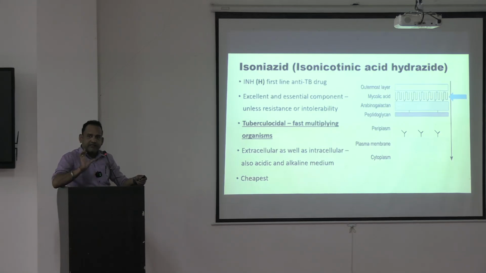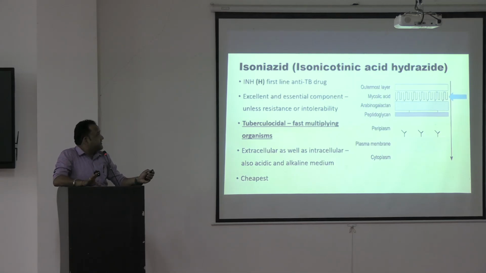This mycolic acid is specific to the tubercular organism. That's why it is actually acid fast, just because of this mycolic acid. This is not present in any other bacterial organisms. So this group of drugs which inhibit mycolic acid formation act only against Mycobacterium species, like Mycobacterium tuberculosis, Mycobacterium leprae, Mycobacterium avium complex, etc.